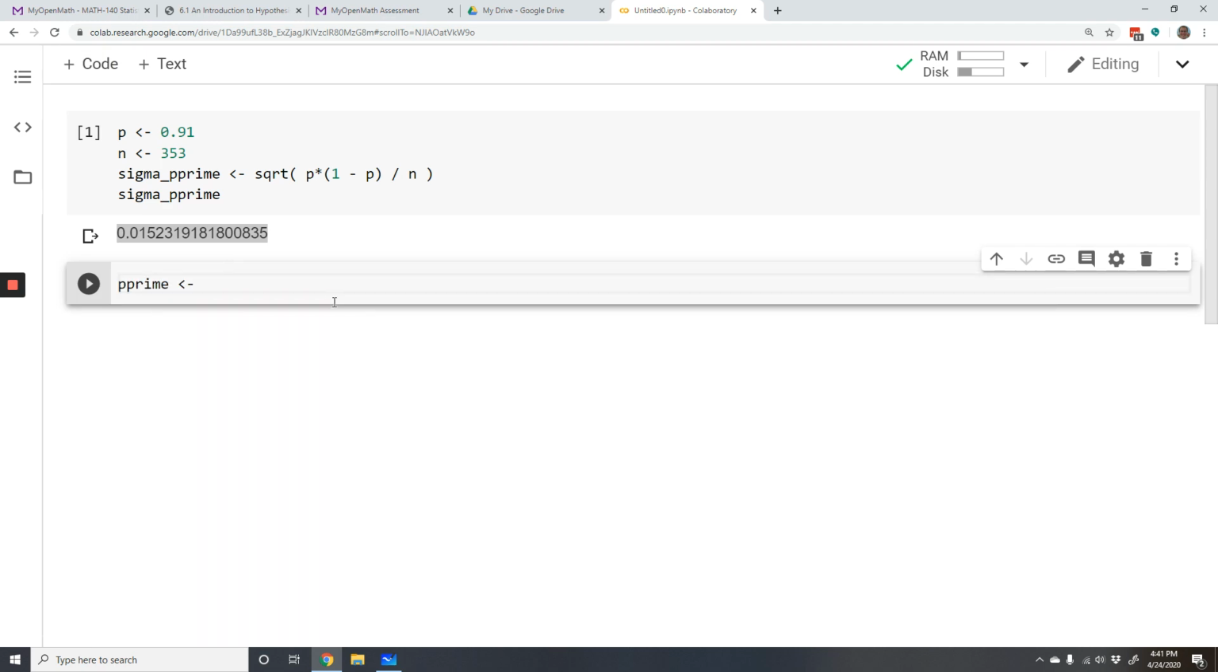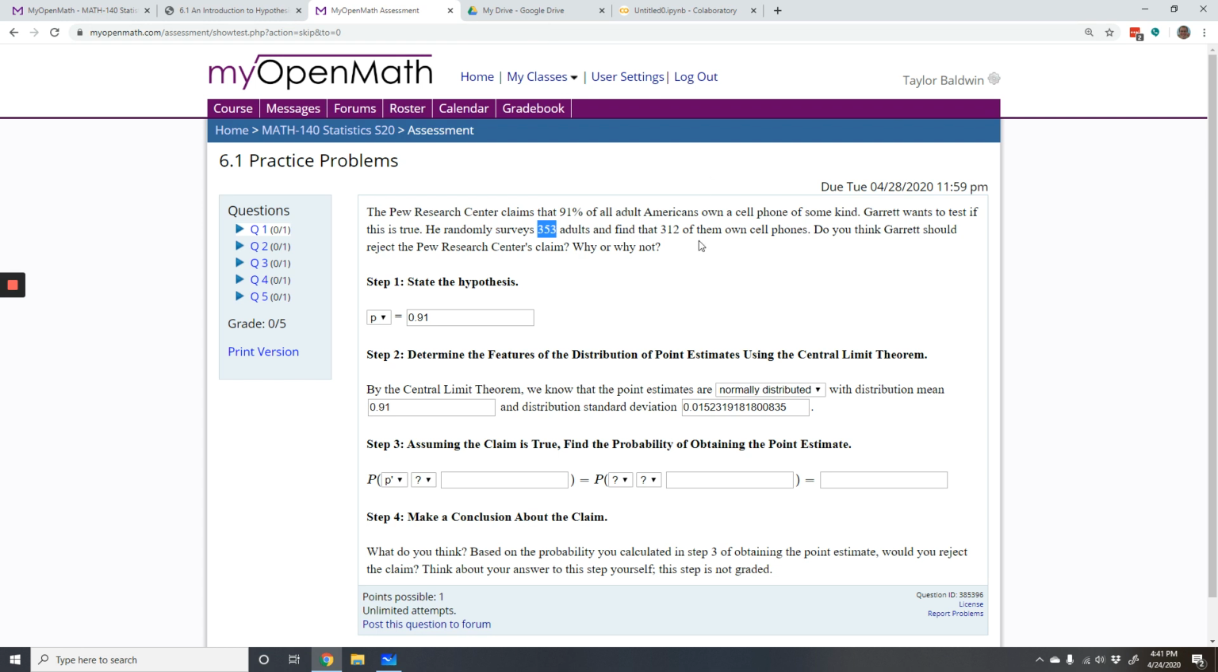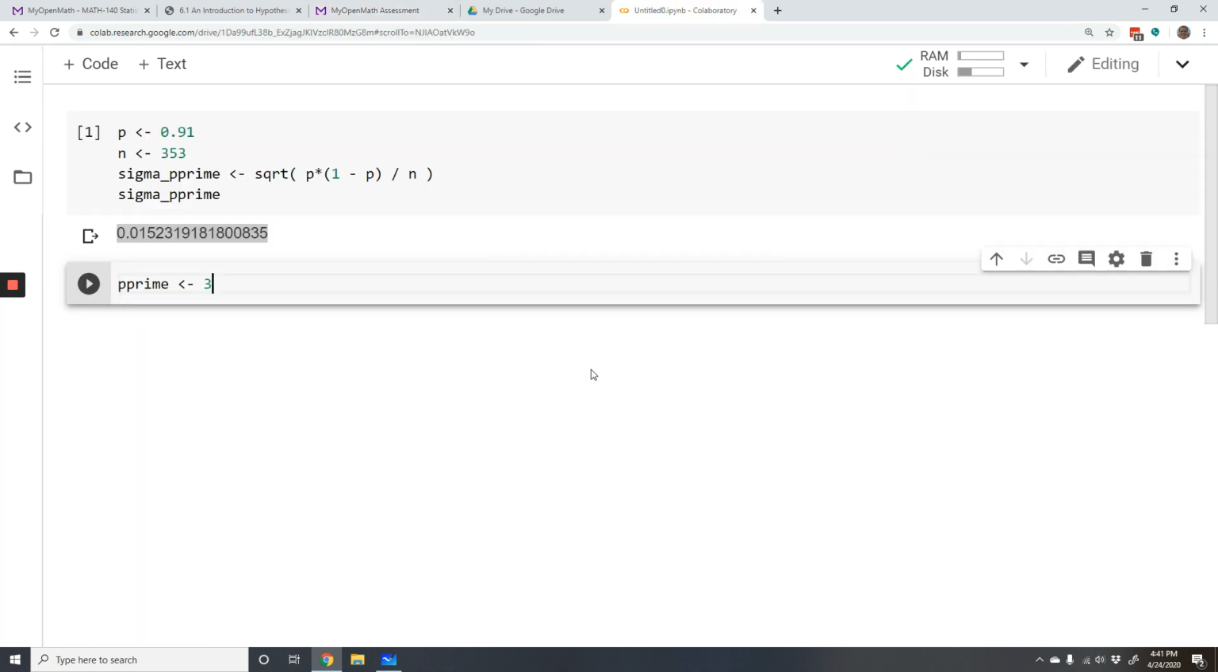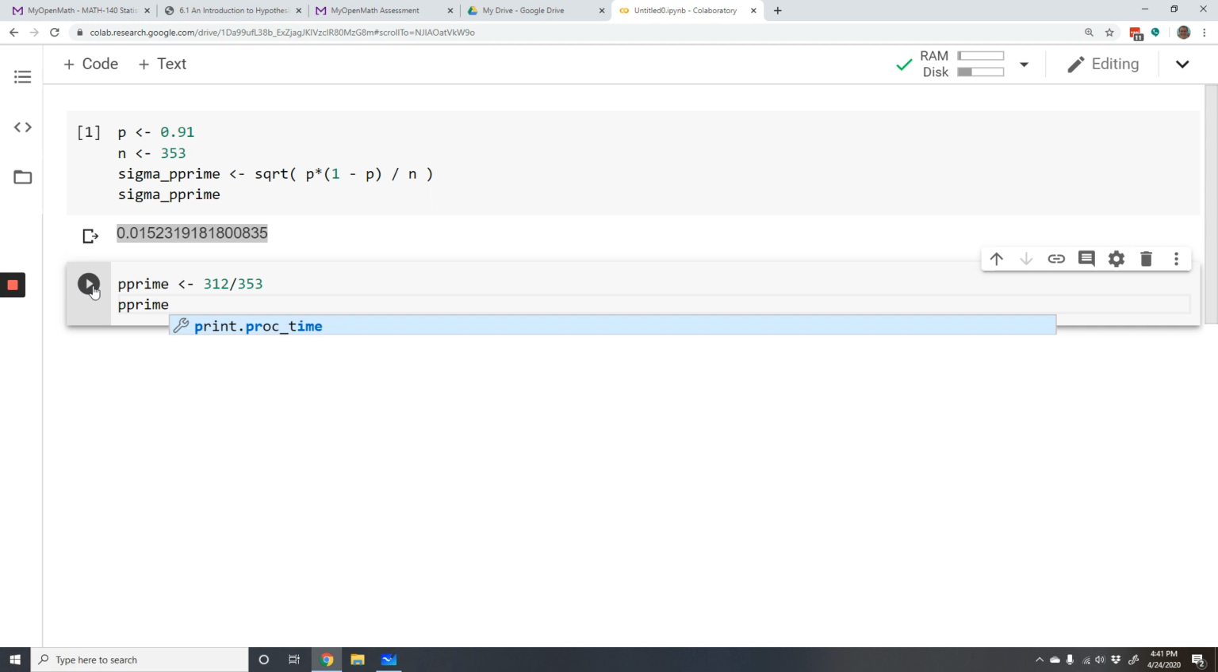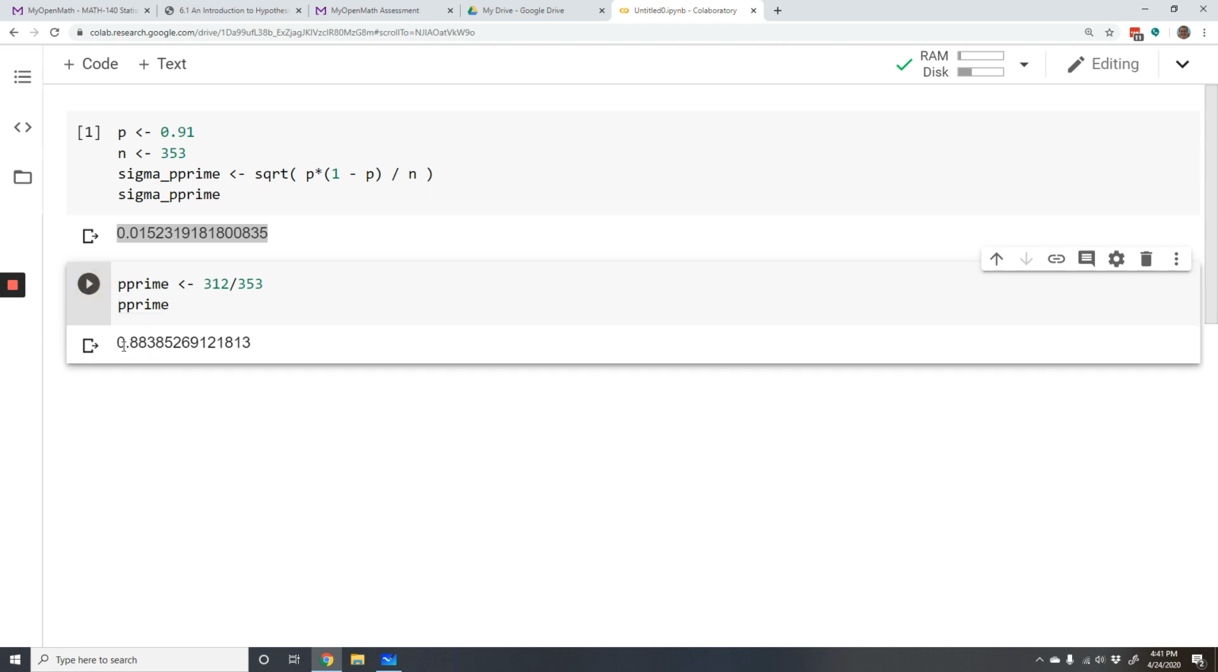So that was, what was it? It was 312 over 353. 312 adults with a cell phone out of 353 total surveyed. And I'll type it out one more time so that it prints out so I can see the result. So it's 0.8838. I'll just copy the whole thing.